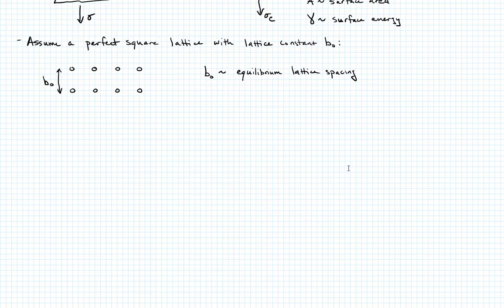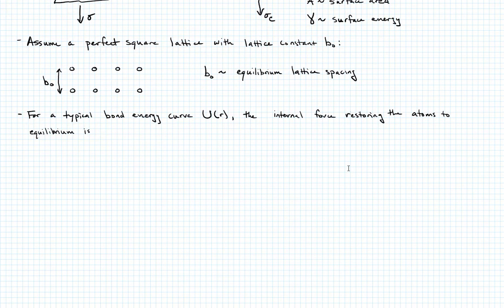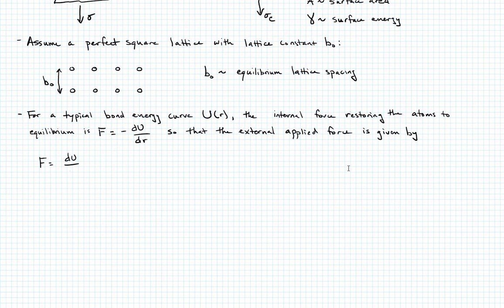Okay, so for a typical bond energy curve U of r, the internal force that restores the atoms to the equilibrium state is given by the negative of the gradient of the energy. We would write that in one dimension as F is equal to negative dU/dr, so that the external applied force is then given by F equal to just dU/dr, with no negative in front of it.